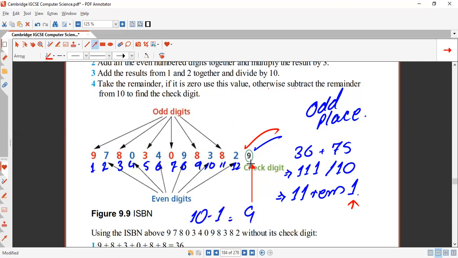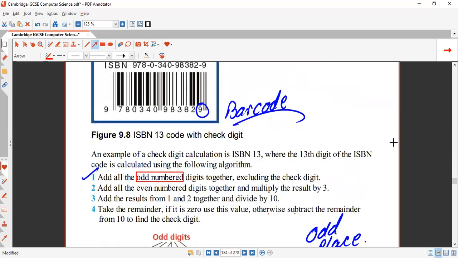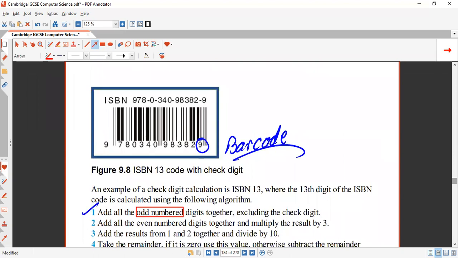For example, if the remainder was 2 and we were getting 8 as the result, you would write that the correct check digit is 8. Good enough? Am I clear? Okay. Now we need to go to the last thing, that's parity block.